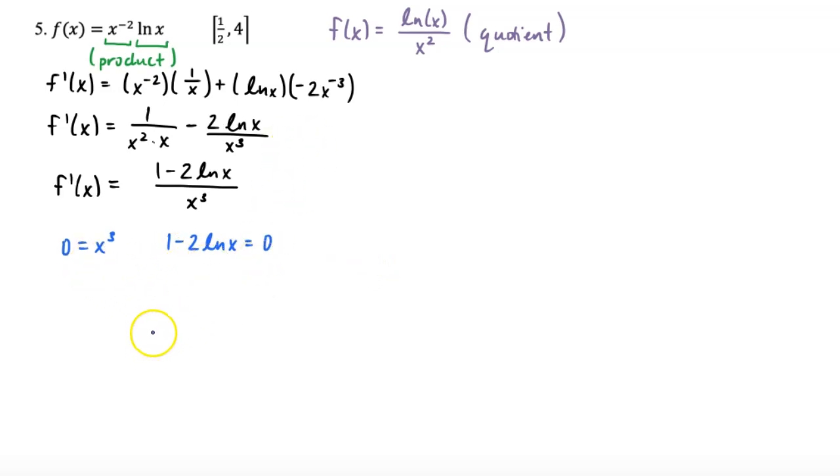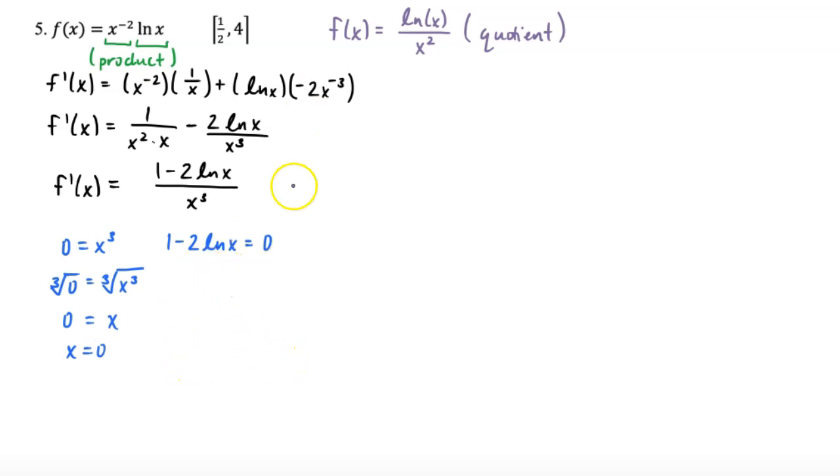So let's solve both of these equations, starting on the left. To undo that cube, I can take the cube root of both sides of the equation. So I'm going to take the cube root of 0 and the cube root of x cubed. So the cube root of x cubed on the right, well, that undoes that cube, so that leaves me with an x. So the cube root of 0 is still 0. And so my first critical number is x equals 0.